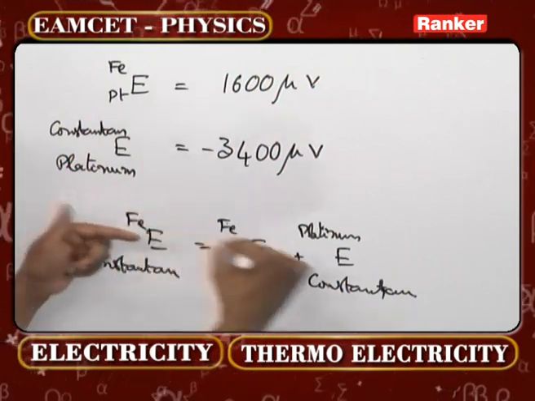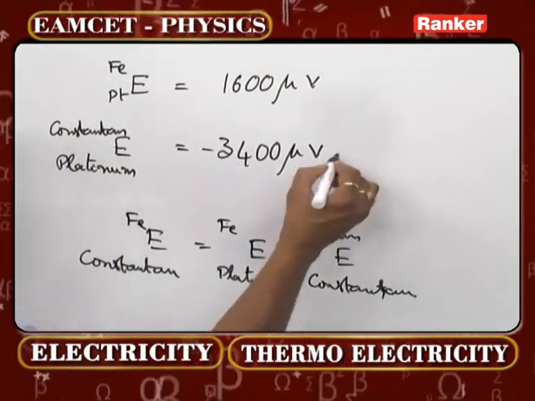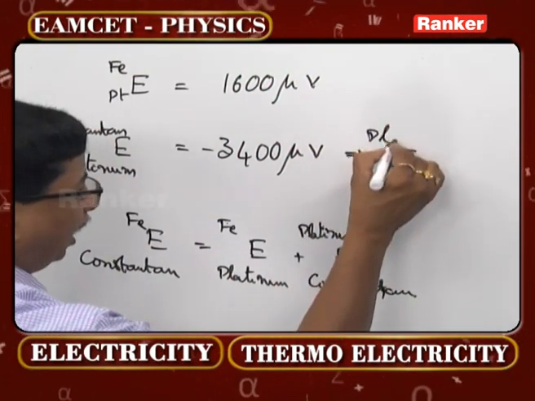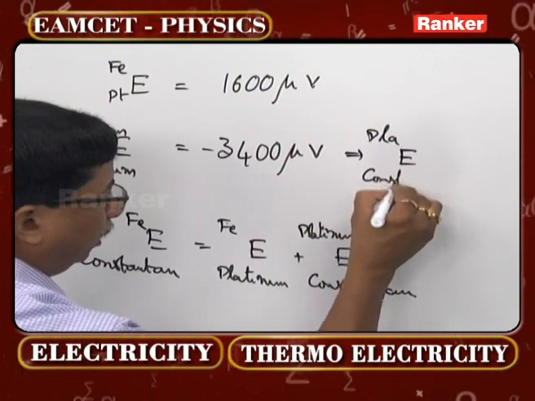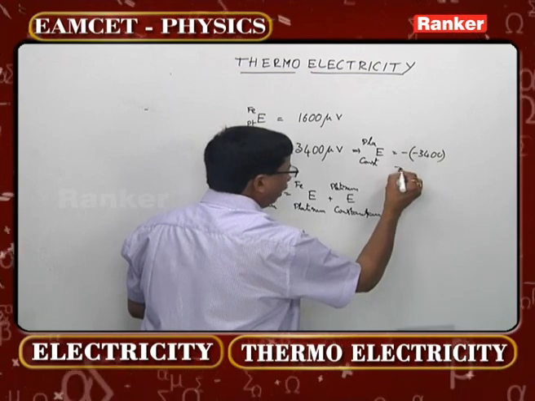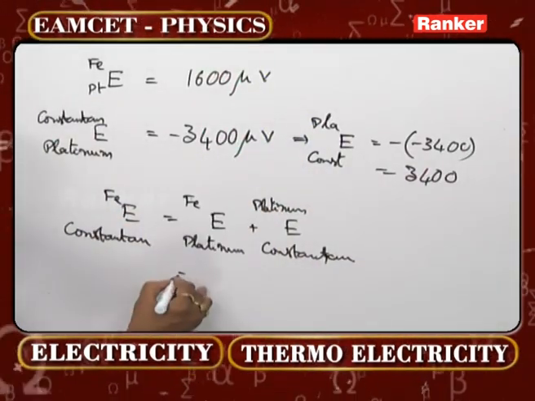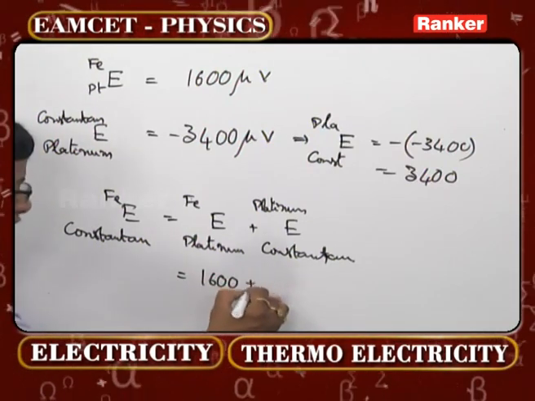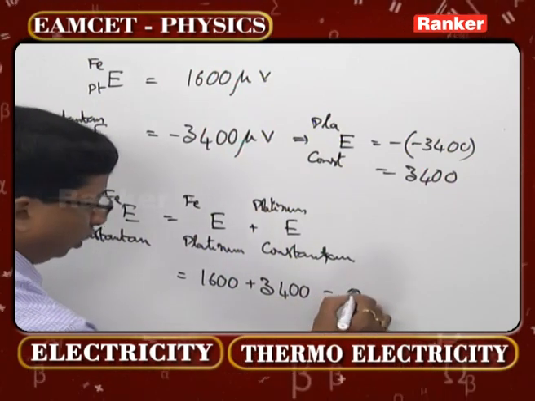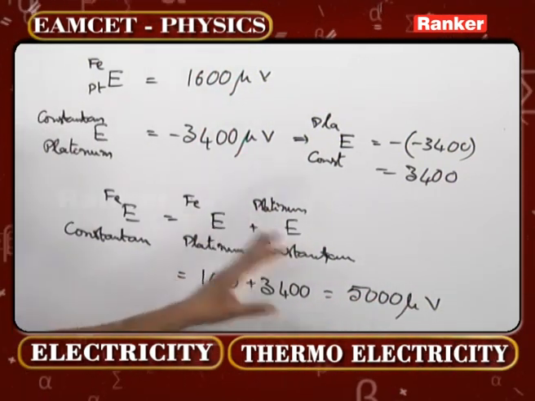But here he has given just opposite. Constant and platinum is given 3400. So what you can understand, this implies EMF across platinum constant, that will now be minus of minus 3400. How much it will now be? Plus 3400. So what you can write here? 1600 plus 3400. Ultimately you are left with 5000 microvolt. That is the concept.